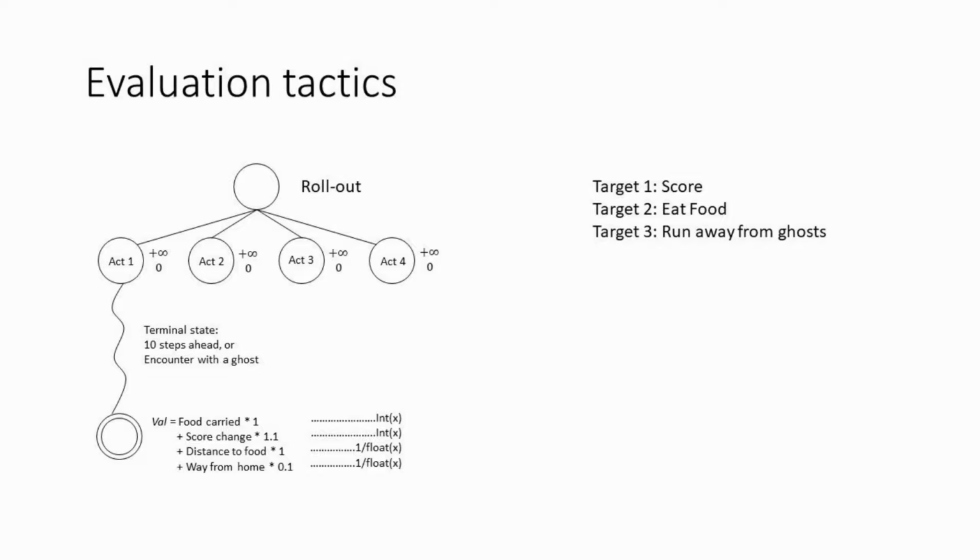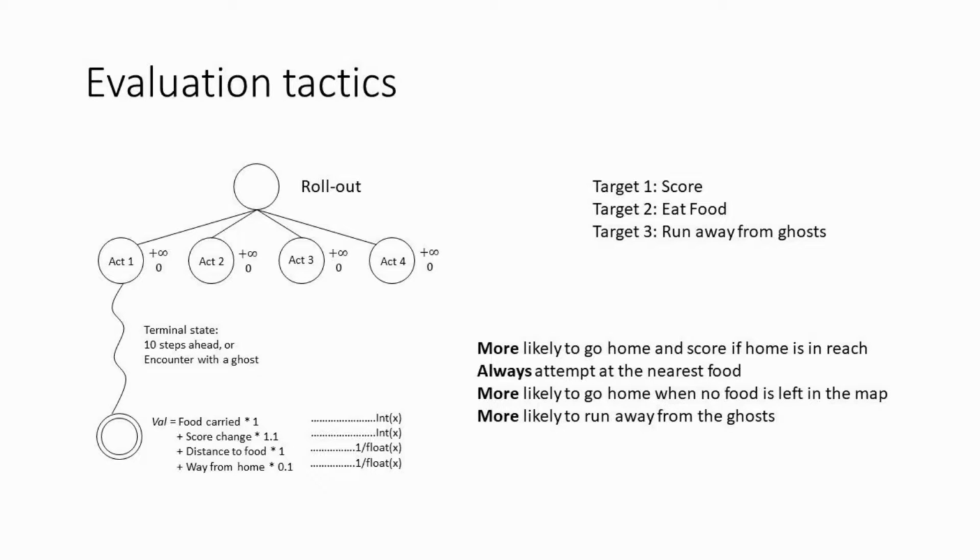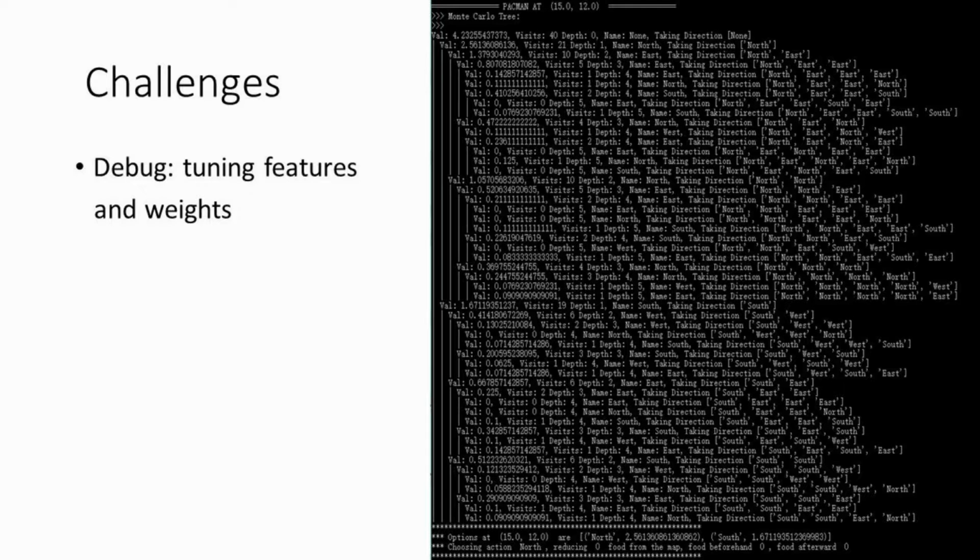The evaluation uses these features so that the path that eats more food, goes home and scores, and does not crash into a ghost will score higher. The challenge is to tune the features and their weights. The tree search constructs a tree that is so big that it's usually hard to capture a failure moment and see which evaluation goes wrong.